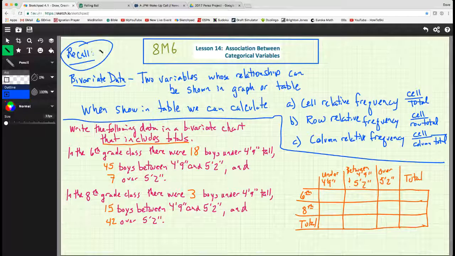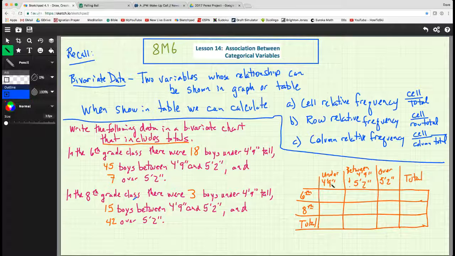Bivariate data. That's when you have two variables whose relationship can be shown in a graph or table. So like today we're going to look at data. We're going to look at the height of boys and then what grade they're in. So 6th grade boys and 8th grade boys. And then how tall you are, what group you fall into.